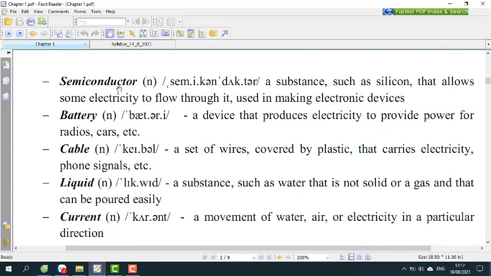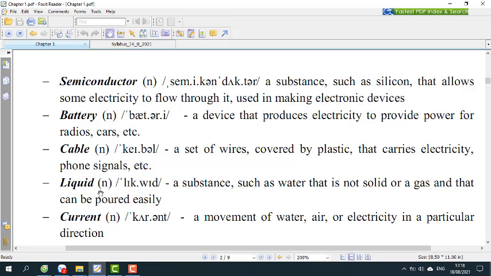Semiconductor: a substance such as silicon that allows some electricity to flow through it, used in making electronic devices. Battery: a device that produces electricity to provide power for radios, cars, etc. Cable: a set of wires covered by plastic that carries electricity, phone signals, etc.